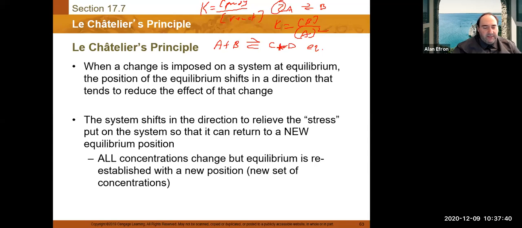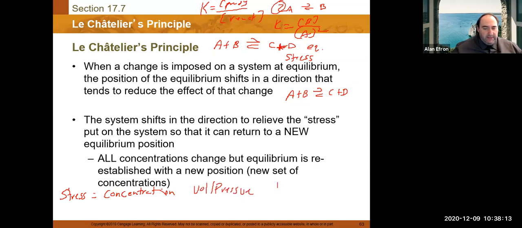When you add the stress to the system, it is no longer at equilibrium. The stress messes up the equilibrium. But eventually, the system will want to get back to equilibrium. What are some stresses? As we will see, some stresses are concentration, where you could either add more or remove something. Volume and pressure are other stresses you could apply. Temperature is another stress that you could add. A catalyst as well.